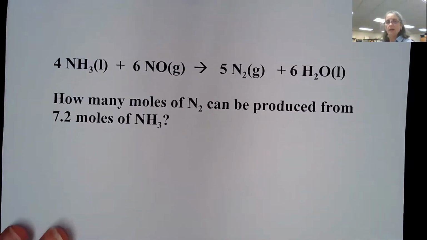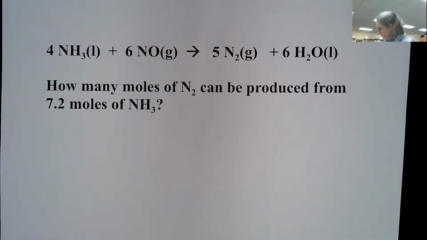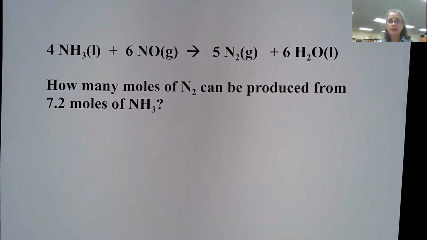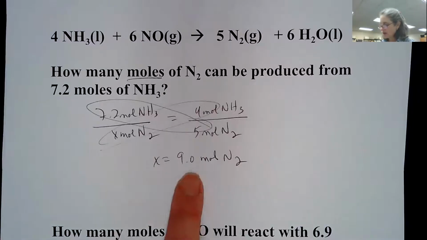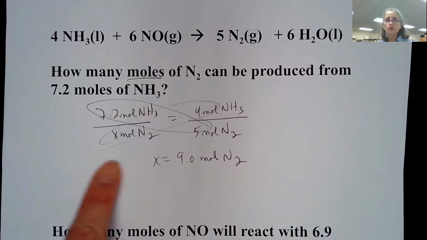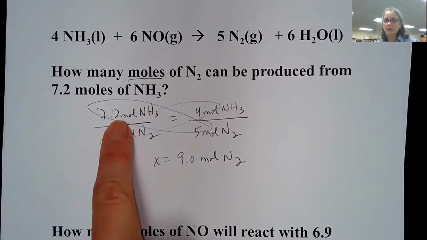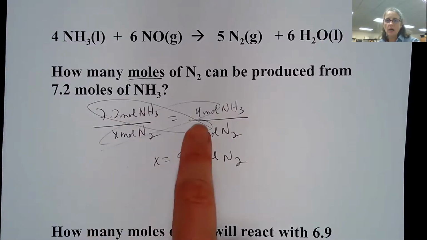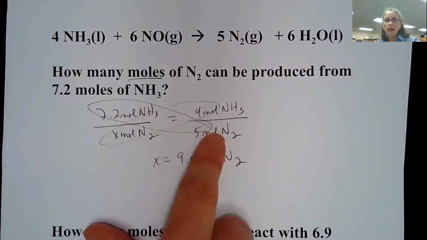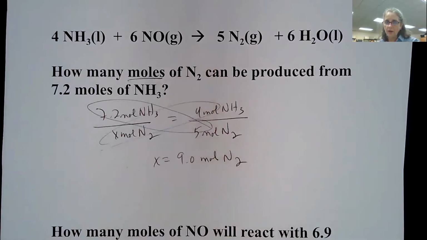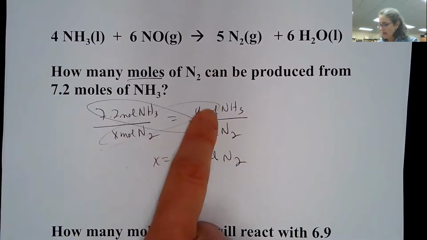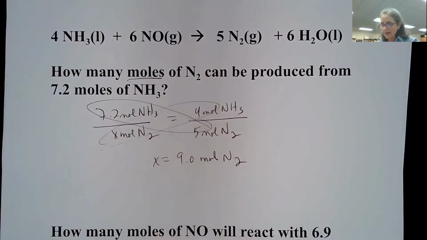So just to show you another one, it's exactly the same relationship, just a different balanced chemical equation. See if you can pause the video now and try this one on your own. You should have ended up with 9.0 moles of nitrogen, because I started with 2 sig figs, so I should have 2 sig figs in my answer. I was given 7.2 as the moles of nitrogen. I have a 4 in front of the ammonia and a 5 in front of the nitrogen, so that's a 4-to-5 relationship. I cross multiply, then divide by 4 to get x by itself, and I get 9.